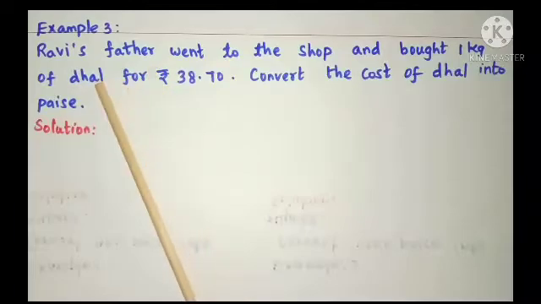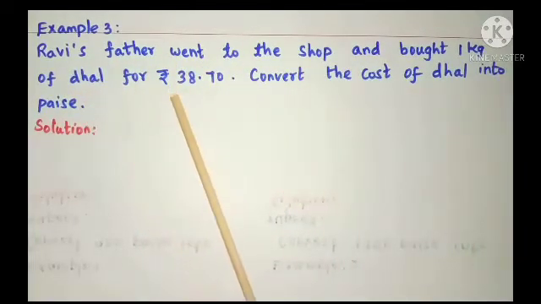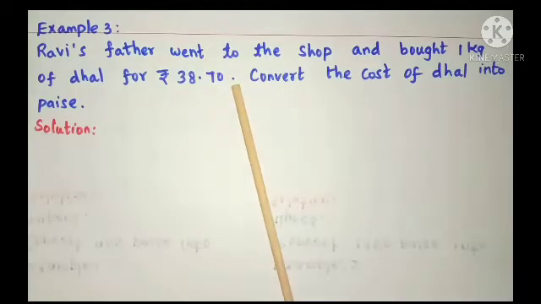Let's see the word problem. Ravi's father went to the shop and bought 1 kg of dal for rupees 38.70 paise.